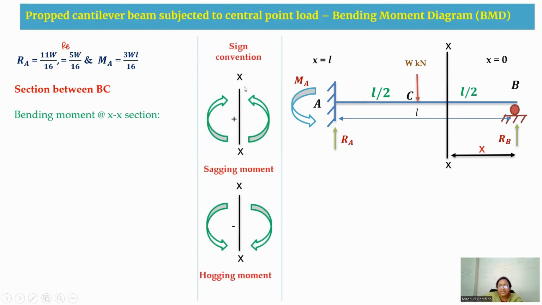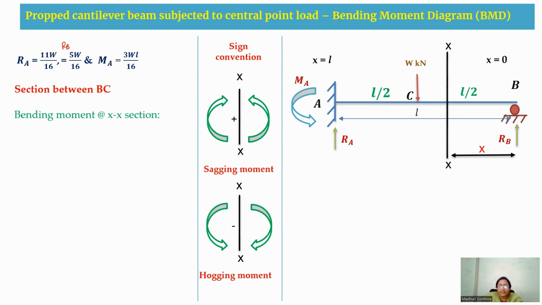So now coming to the sign convention. When we cut a section at any point on the beam, when the arrow is heading upwards, one direction can be clockwise and another direction can be anti-clockwise. But when the arrow is heading towards upwards, then we consider the sign convention to be positive. And this positive moment can also be called a sagging moment.